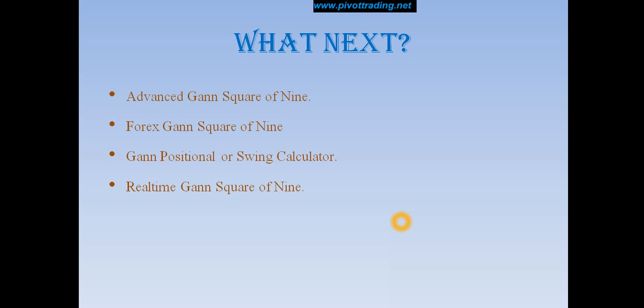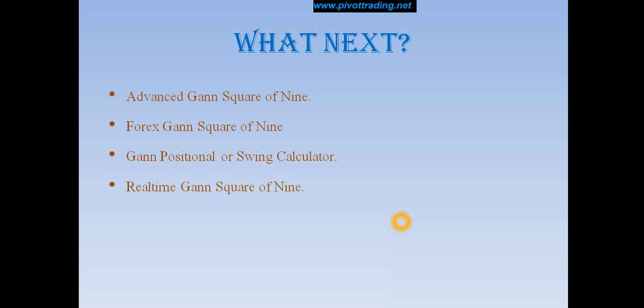So the next thing which I came up with is the advanced Gann square of 9, which is a much more accurate, much better way of calculating the Gann levels. Then there is a forex Gann square of 9, which is very specific for the forex market, because in the forex market we work in decimal places. We have prices ranging from 1 dot and 4 decimal places. Hardly any forex conversion rate would go beyond 100 rupees.